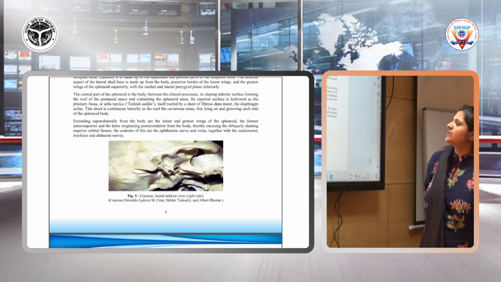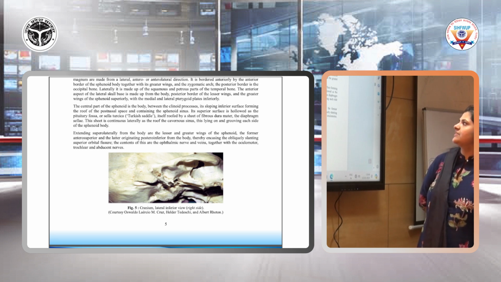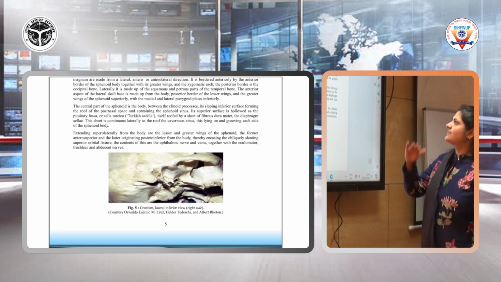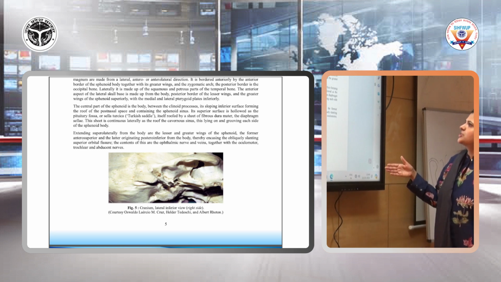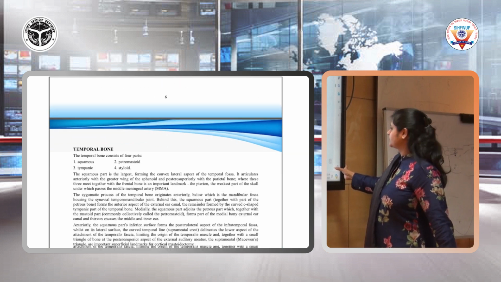The anterior aspect of the lateral skull base is made up from the body, posterior border and lesser wings and greater wings of the sphenoid and the medial and lateral pterygoid plates. So laterally it is formed by the zygomatic arch, posteriorly and medially by the sphenoid bone and lateral and medial pterygoid plates. Now the temporal bone.